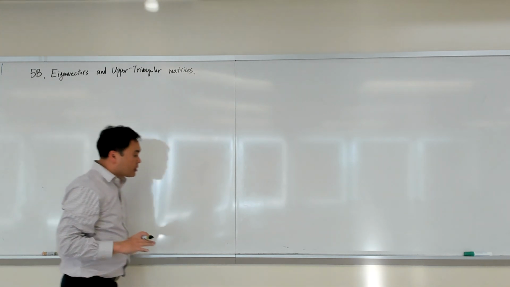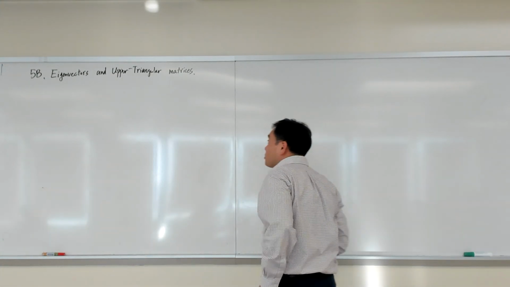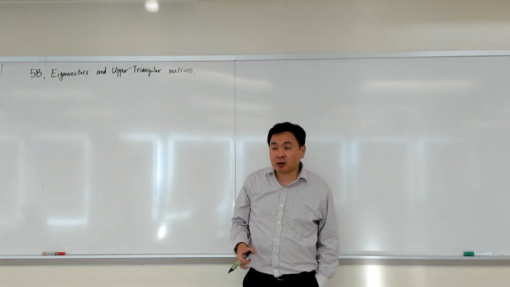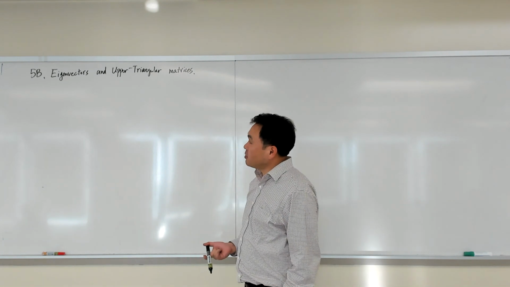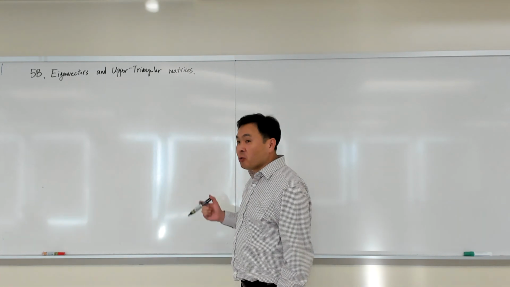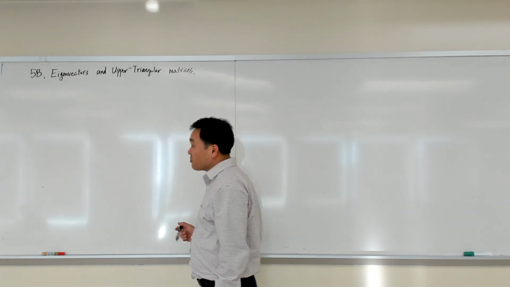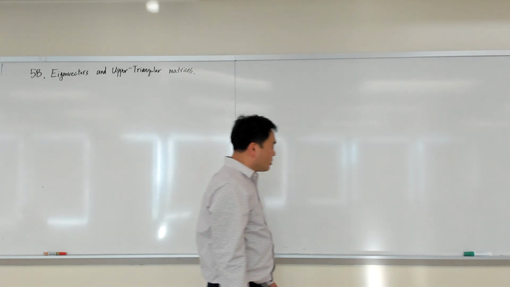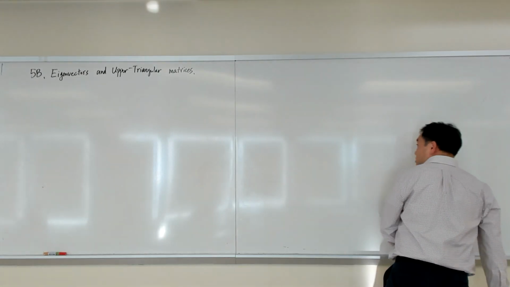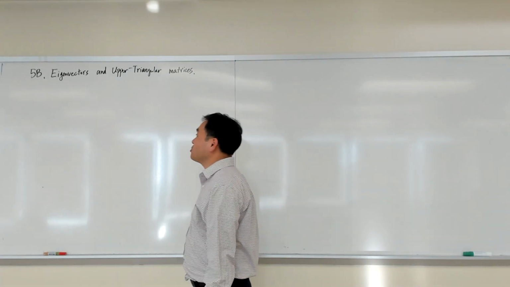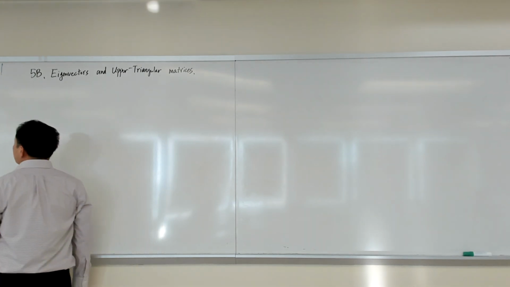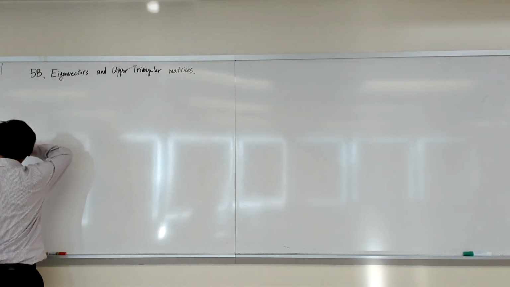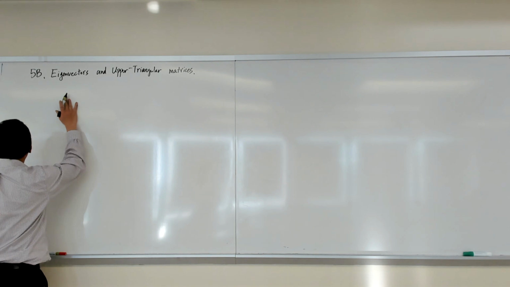Okay, for this lecture, the goal will be to show that over the complex numbers, any operator will always have at least one eigenvalue. Another goal would be to show that there exists a basis which makes the matrix of T upper triangular. Okay, so to begin, we have to introduce a polynomial of operators.